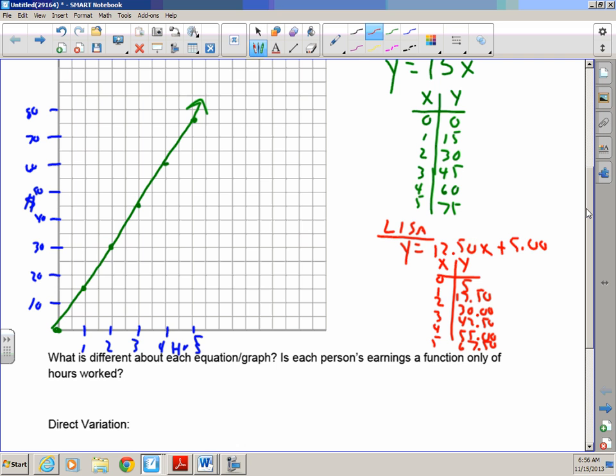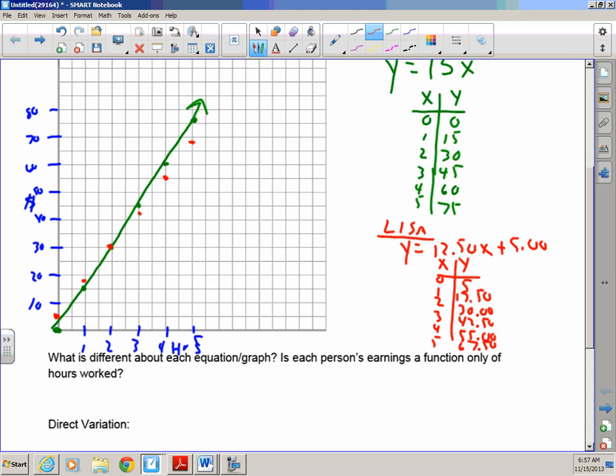And then Lisa, at 0 hours, she's going to be at 5. At 1, she's going to be at 17.50, somewhere around there. At 2, she's going to be at 30. At 3, she's going to be at 42.50. At 4, she's going to be at 55. And at 5, she's going to be at 67.50.